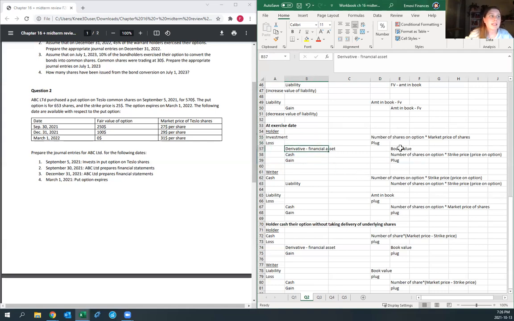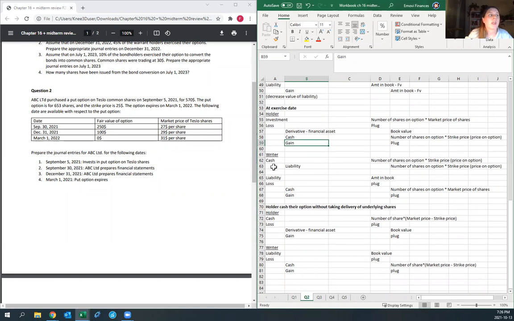Your derivative assets, so it's the book values on that date for the holder. And then you have cash, which is the number of shares on option times the strike price, so the price on the option. And then you have loss or gain depending on which one is bigger.